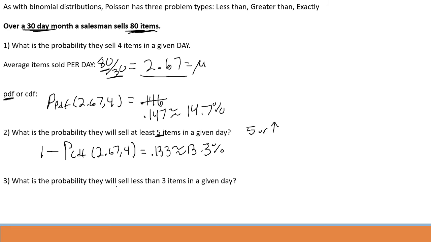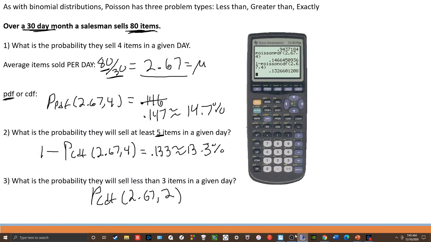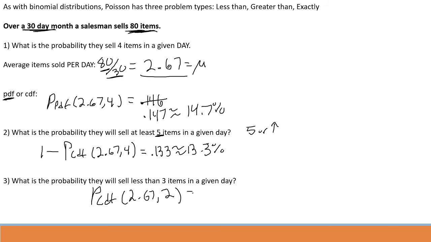Now, if I want the probability that he will sell less than 3, less than 3 means I don't want to include 3. I want 2, 1, or 0, right? So I'm going to do Poisson CDF of 2.67, and not of 3, but of 2, right? Because I don't want 3 items. I want less than 3 items. So I'm going to put a 2 in there instead of a 3. And that's going to give me about a 50% chance. So 0.5.